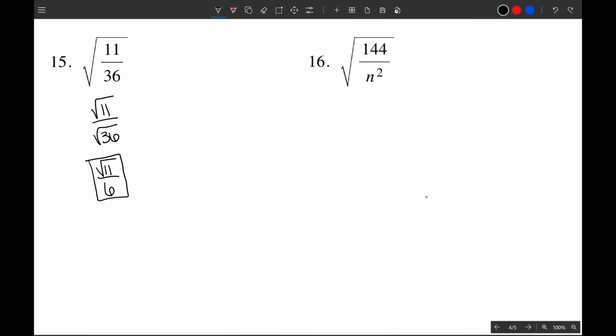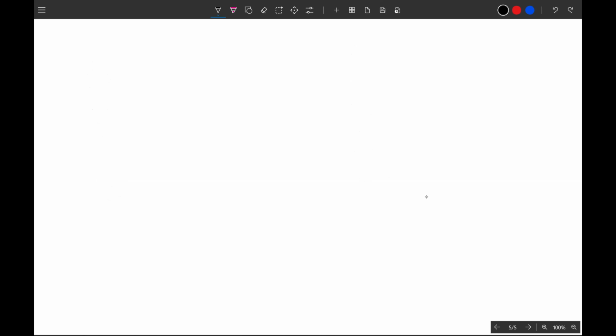All right, number 16, I'm going to take the square root of 144, which is a perfect square, over the square root of n squared, which is also a perfect square. So the square root of 144 is 12, and the square root of n squared is n. All right, 17 is also perfect square over perfect square. So I square root the top. The square root of 36 is 6, and the square root of z squared is z.